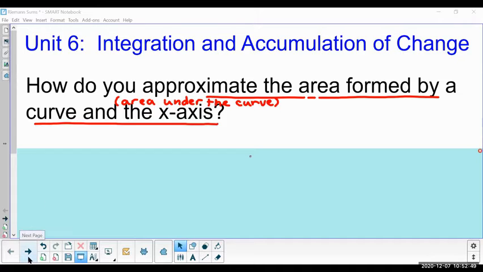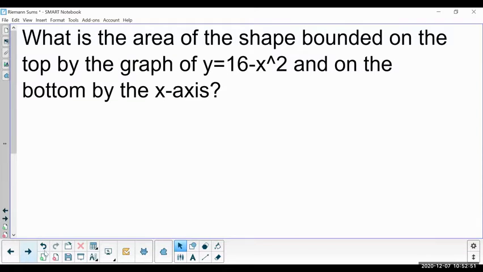But first, and with that idea of approximation in mind and the stuff we already did with Desmos, what I want you to do is take a few minutes here and come up with the area of the shape. The shape is bounded on the top by the graph y equals 16 minus x squared, and on the bottom by the x-axis. So take a couple of minutes, think about your area.